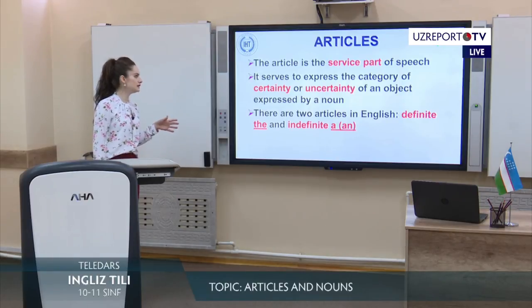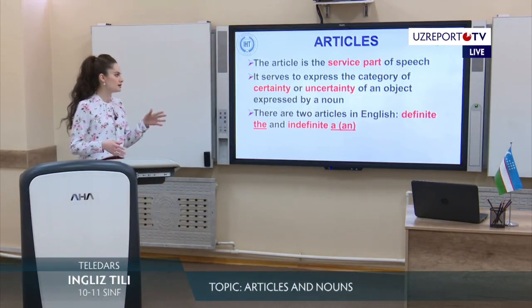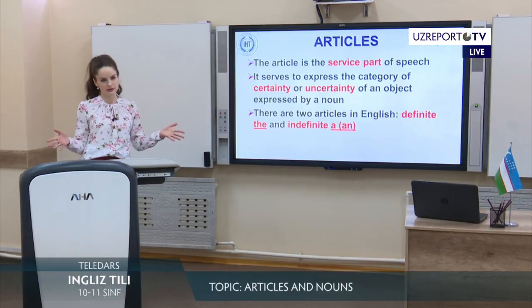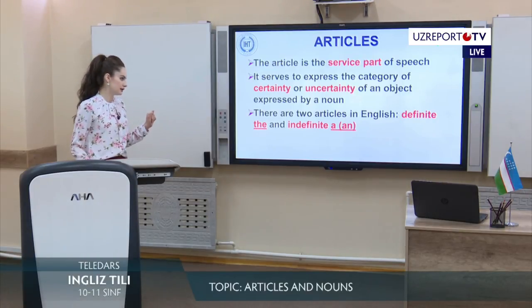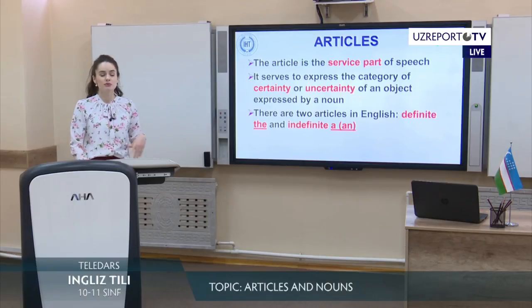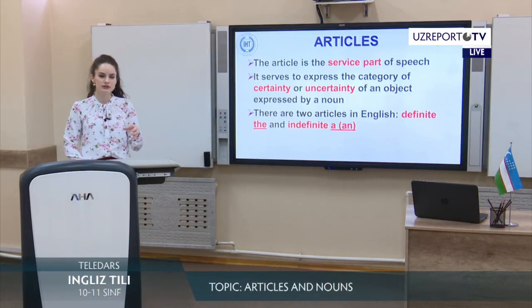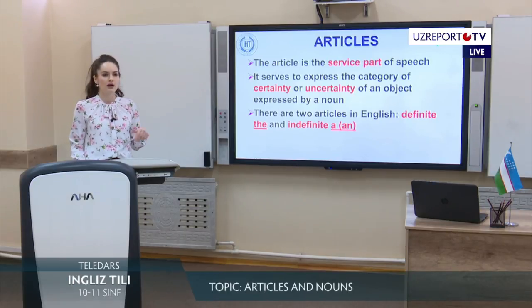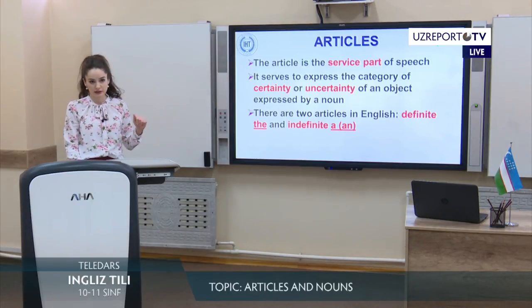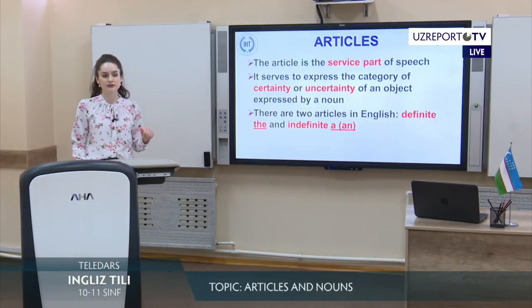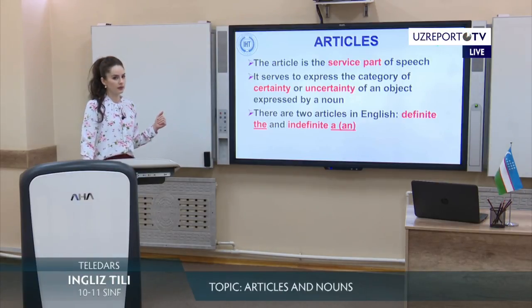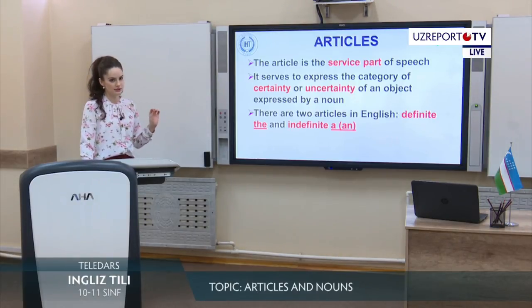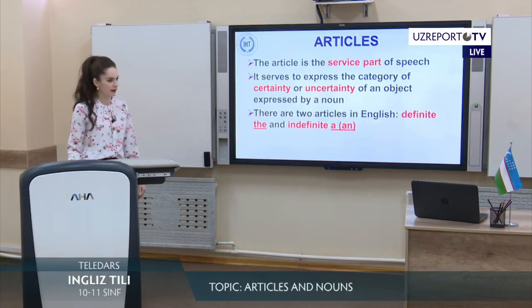So, certainty means something exact. Uncertainty means something that is not exact. And the third point: there are two articles in English, definite, the, and indefinite, a or an. Pronunciation of the definite article depends on the word which goes after it. If after this definite article we have a word that starts with a vowel, it will sound like "thee". But if you have a word which starts with a consonant, it will be pronounced "thuh". And indefinite, a or an.